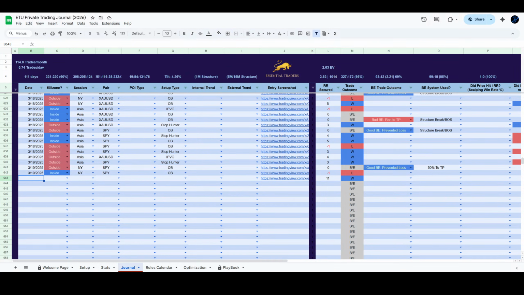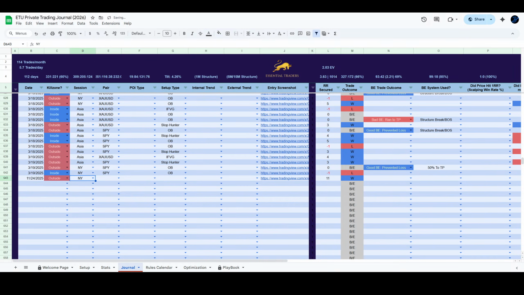Now, what's the date here? So the date of this trade was November 24th. So I'm gonna put November 24th here. Was this inside or outside kill zone? This was outside, at 1 p.m. So I'm gonna put outside kill zone. This was New York session.